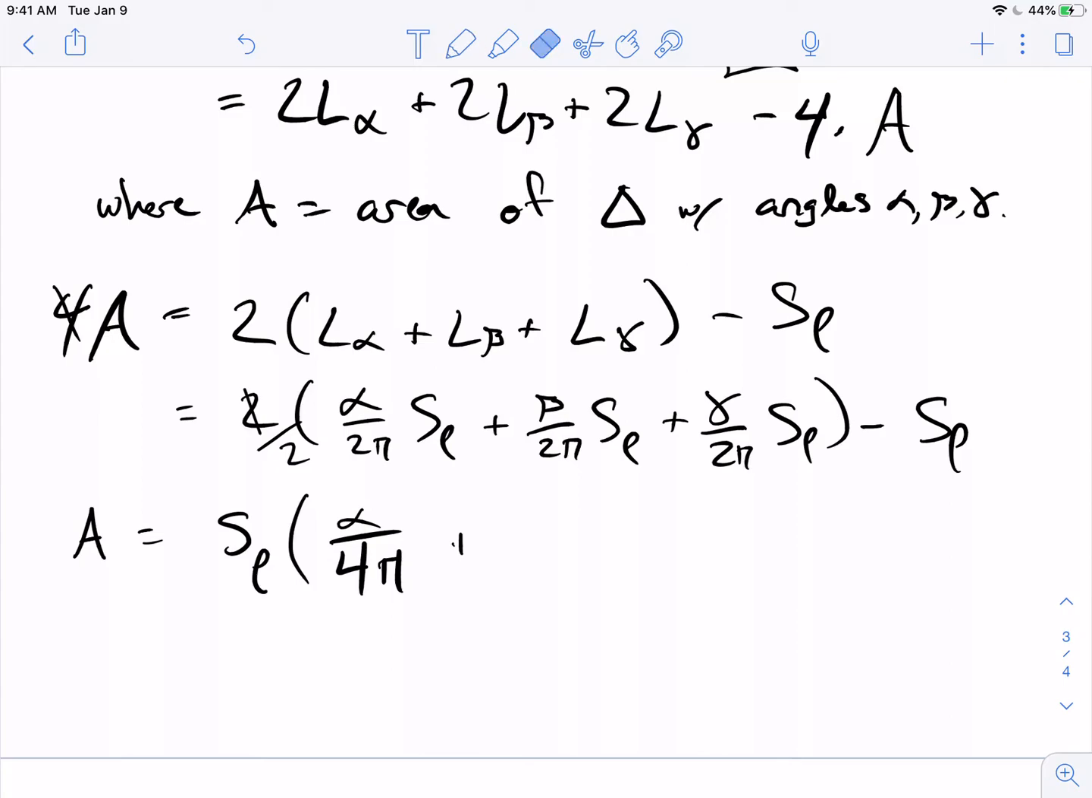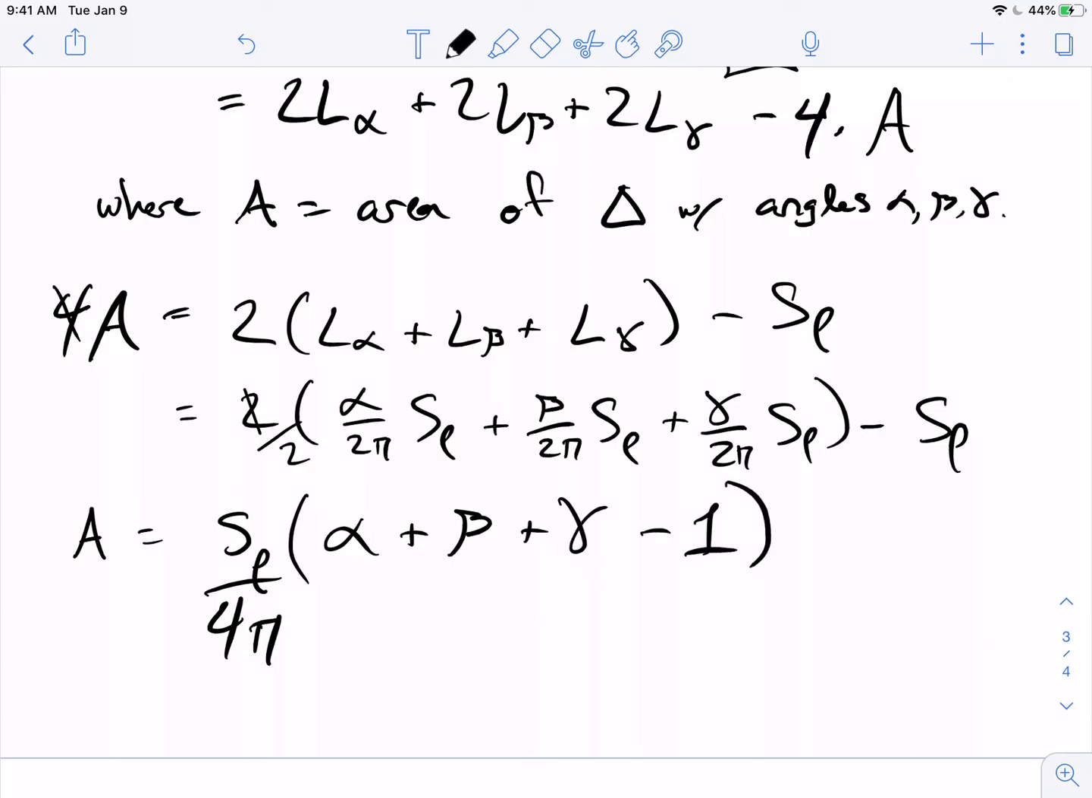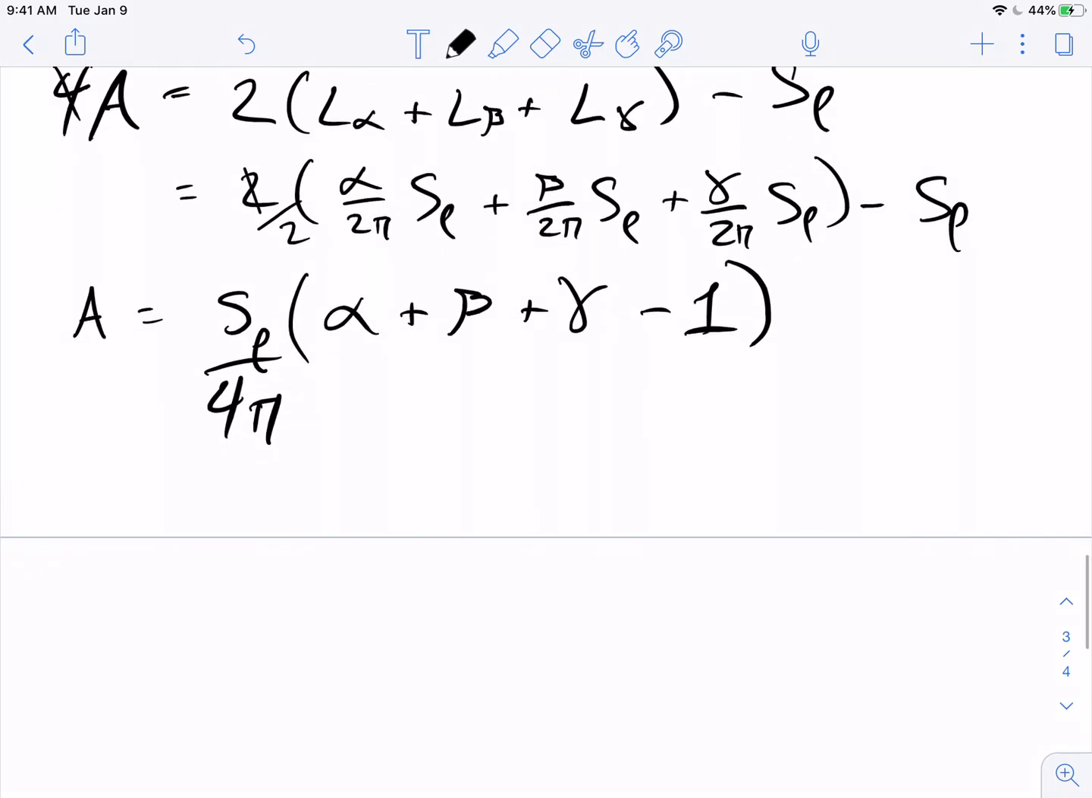What am I doing? Okay. I am going to factor out a 4 pi here. Anyway, this is algebra. You all know how to do this. And I get alpha plus beta plus gamma minus 1. Exercise, check that this is correct. But I think it should be.